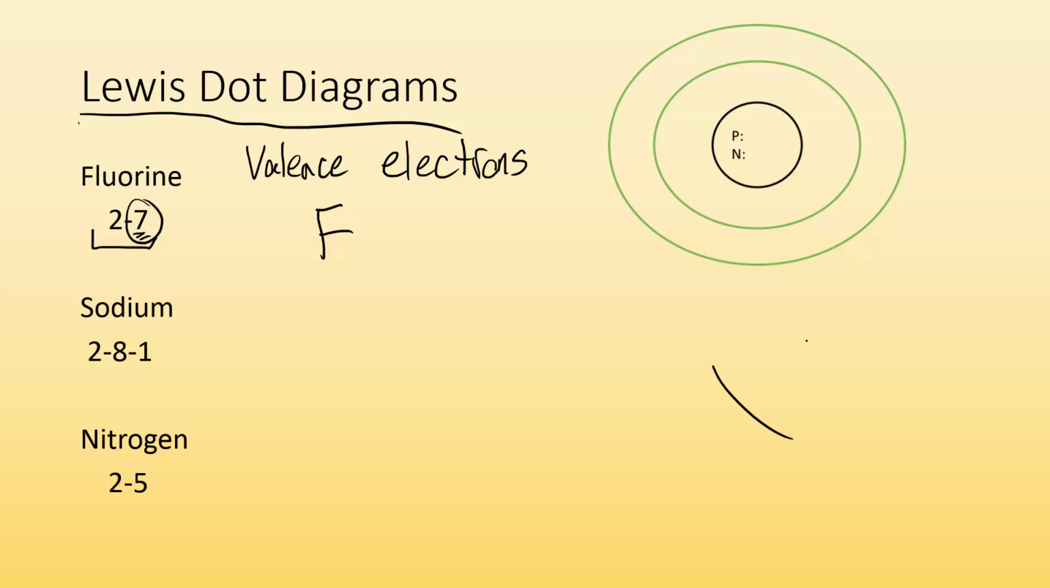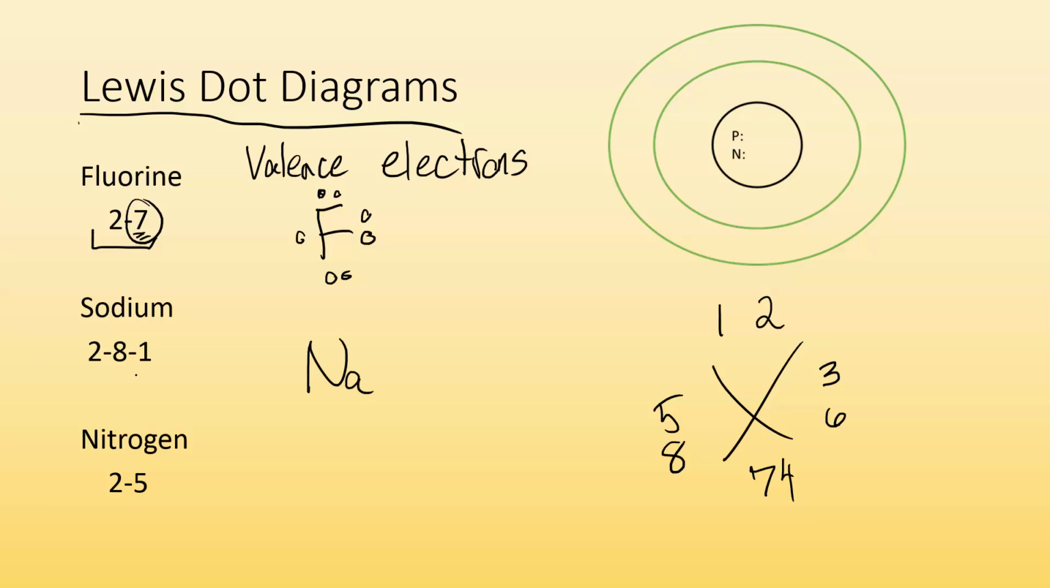And the way that you number these dots, if this is my general element, first electron, second electron, and then you go third, fourth, fifth, sixth, seventh, and then eighth. So if I have fluorine with 7, I'm going to go 1, 2, 3, 4, 5, 6, 7. And that is the Lewis dot diagram for fluorine. For sodium, well, let's take a look. It's only got 1 valence electron, so boom, 1 dot over it. Nitrogen, 2-5. All right, well, N is for nitrogen. I got 5 valence electrons, so I go 1, 2, 3, 4, 5. And that is my Lewis dot diagram for nitrogen.